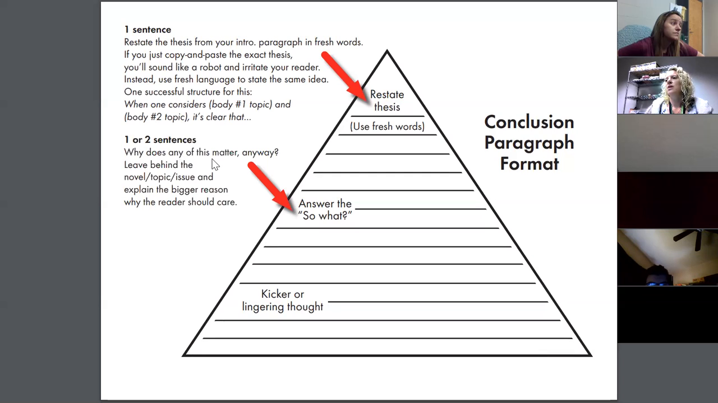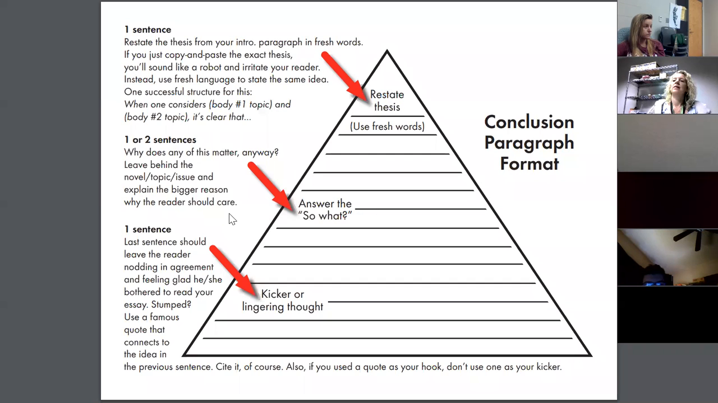So why does, and again, 1 or 2 sentences here, why does any of this matter? Okay. Leave behind the topic or issue and explain the bigger reason why someone should care. Okay. So after you restate your thesis, explain why we need to care about this. Why does it matter that the issue that you're talking about is a big deal? Okay. Why should it matter to us? And then the last sentence that we read should leave the reader nodding in agreement or feeling glad that anyone bothered to read it.